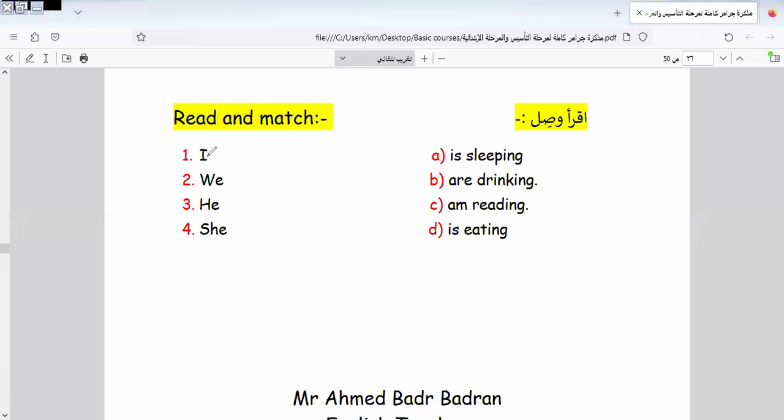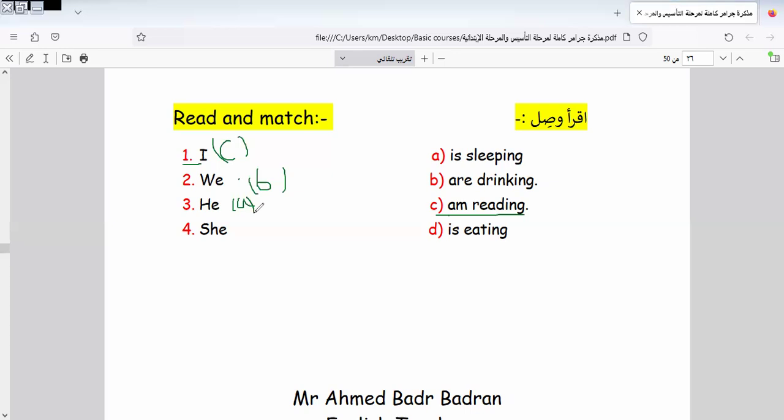Here we have a matching. I don't want to make matching by lines. I would like to say number one here is by letter C. So he writes like this. Okay, don't make lines. It's not the correct way to do this question. So it will be with am reading. We are drinking. So it will be letter B. He is sleeping. So I say letter A, he is sleeping.